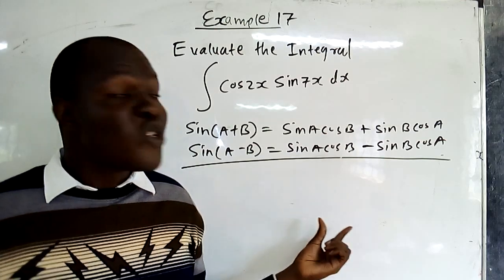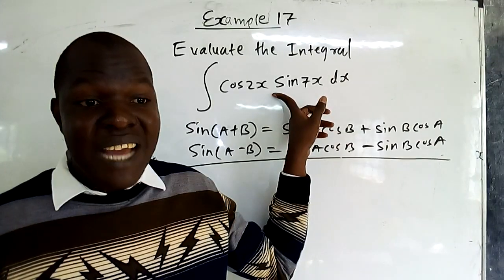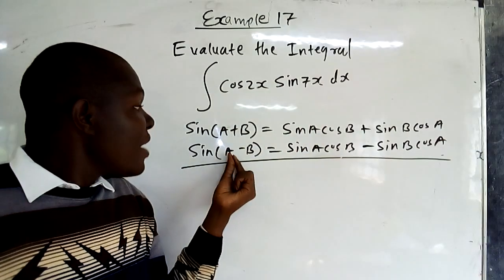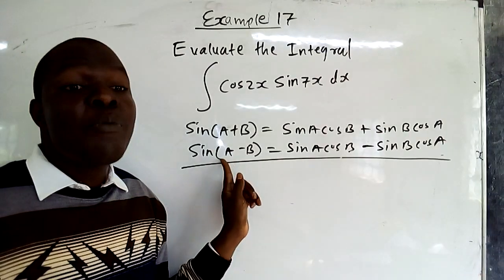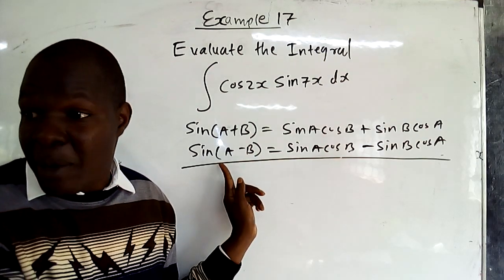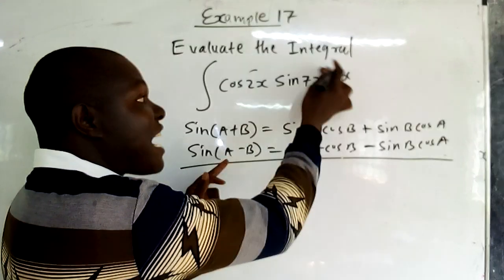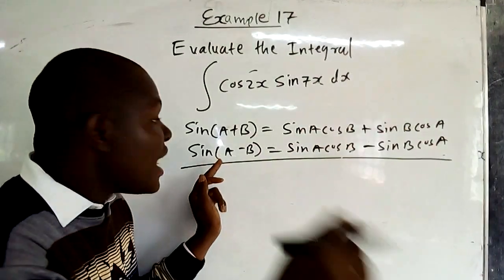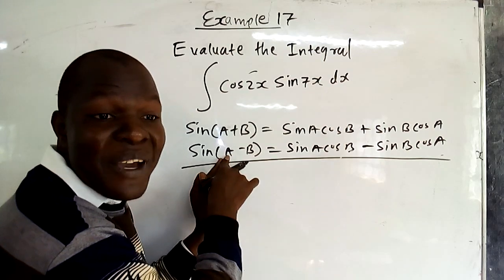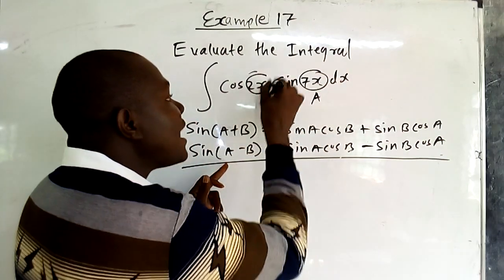So before you choose whether you are adding or subtracting, you check what you want. Are you seeing that? Here we have A minus B, meaning A must be bigger than B so as not to get a negative number inside. Are you seeing the concept? This is A minus B, meaning A, between 2x and 7x, which one do you let to be A? You let the one which is big. So it means this 7x is the one you put to be A, and this 2x you put to be B.